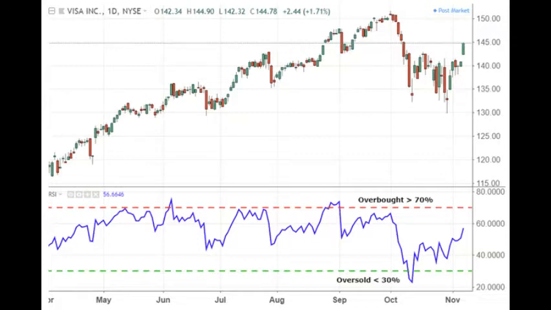What is the relative strength index, RSI? The relative strength index, RSI, is a momentum indicator that measures the magnitude of recent price changes to evaluate overbought or oversold conditions in the price of a stock or other asset. The RSI is displayed as an oscillator, a line graph that moves between two extremes and can have a reading from 0 to 100. The indicator was originally developed by J. Wells Wilder Jr. and introduced in his seminal 1978 book, New Concepts in Technical Trading.